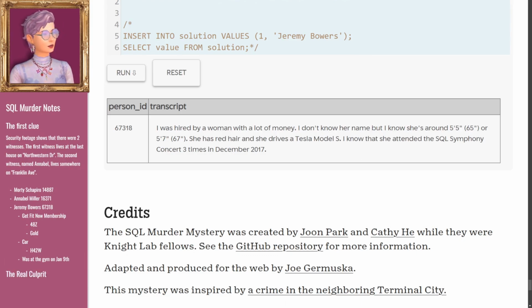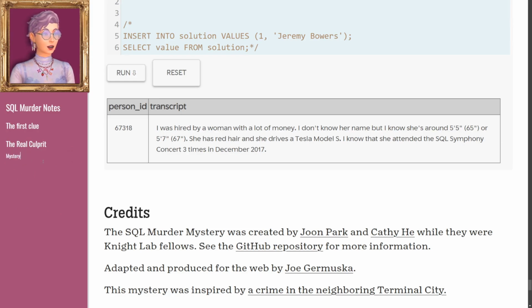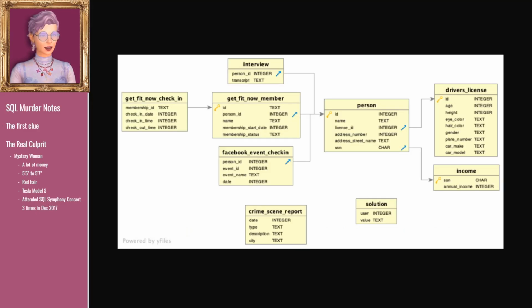Okay. Interesting. All right, I've added a second section so we can minimize our first section. Our mystery woman: a lot of money, 5'5" to 5'7", red hair, Tesla Model S, attended SQL Symphony concert 3 times in December 2017. Do we have any information about the concerts? Oh, Facebook event check-ins, probably where that's going to come in.